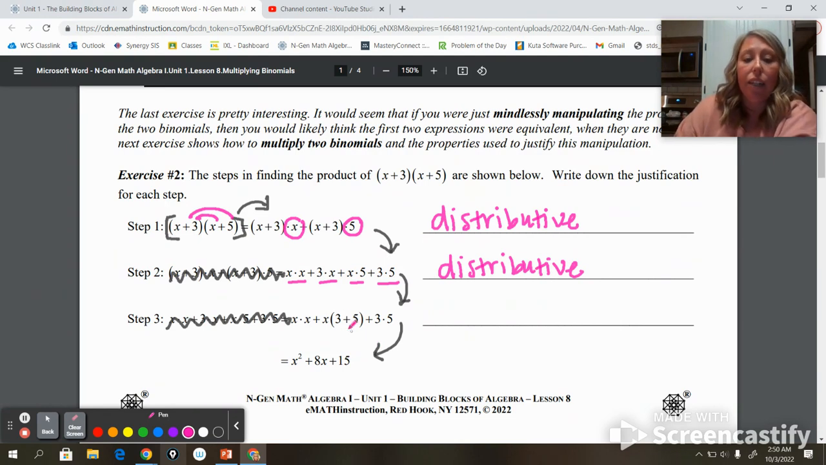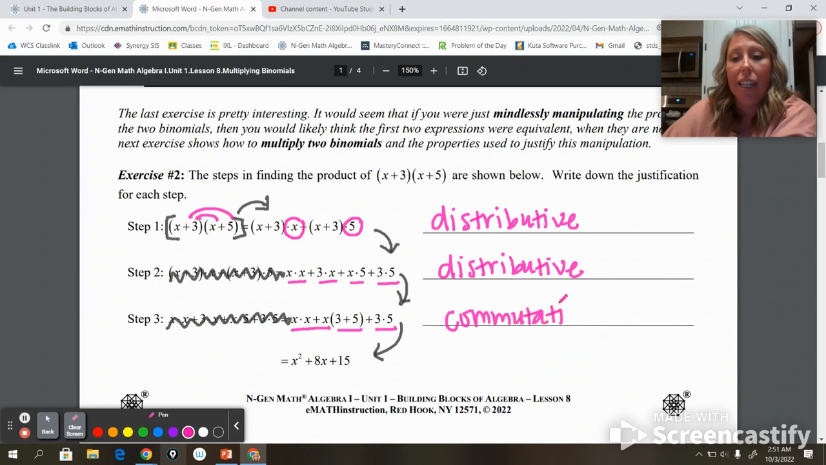And then finally, you can see on this next step that they are rearranging some things, but really they are combining like terms. We're getting them all side by side. So we got all of our x's side by side, our 3 plus 5, and then our 3 times 5. So that's going to be the commutative property where they rearrange stuff to get things side by side that need to go together. So then finally, x times x, that makes x squared.